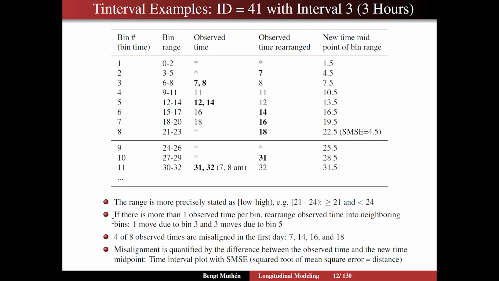And the principle is, again, if there's more than one observed time per bin, rearrange observed time into neighboring bins. One move due to bin 3, up here, that's one move, and 3 moves due to bin 5. Bin 5 moves 14, which then moves 16 and 18 as well. And so 4 out of 8 observed times are misaligned in the first day for person 41: 7, 14, 16, and 18. So there's something for you to sit and think about. And misalignment quantification is this SMSE measure, square root of mean squared error, simply the distance in hours.